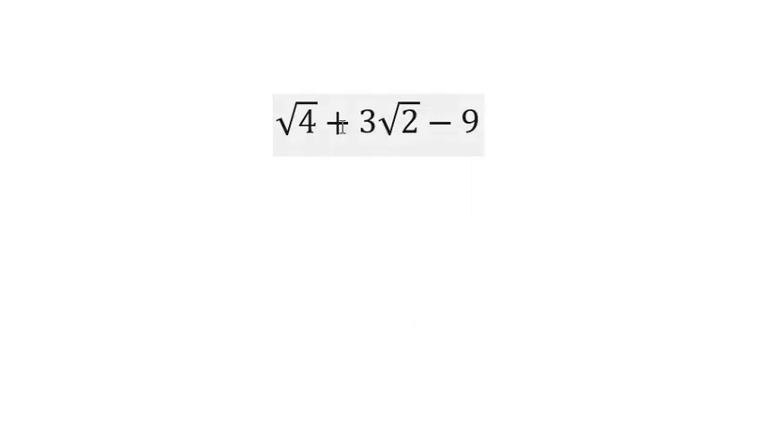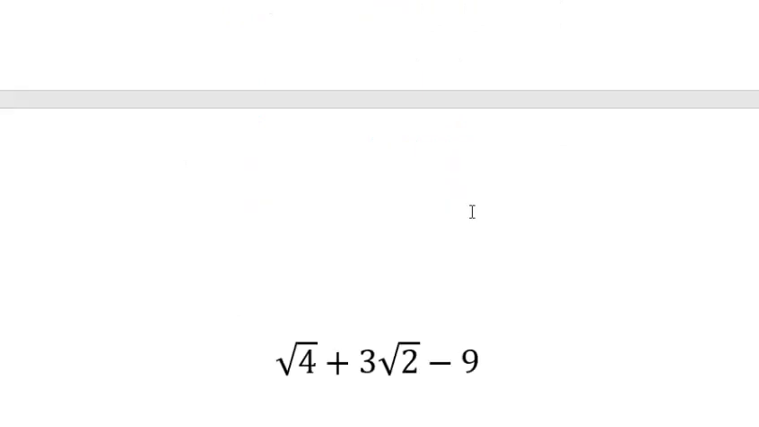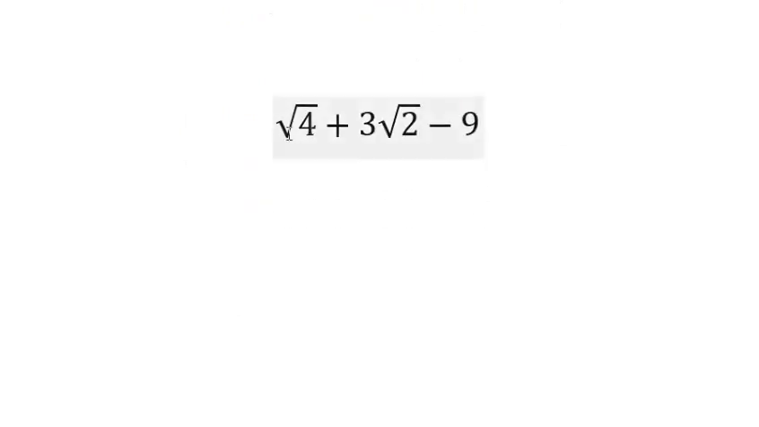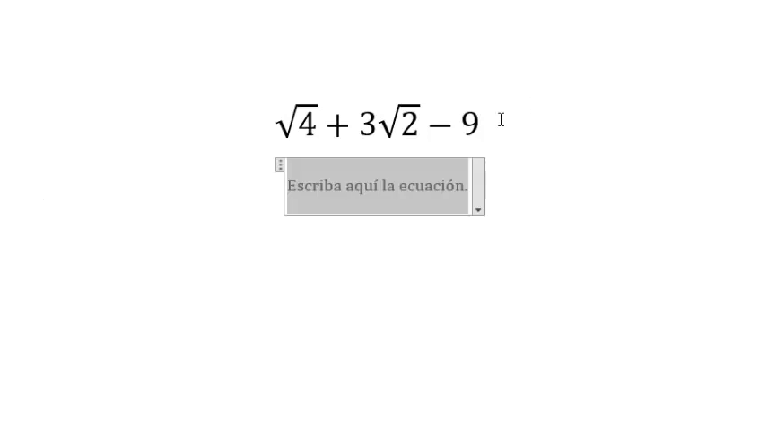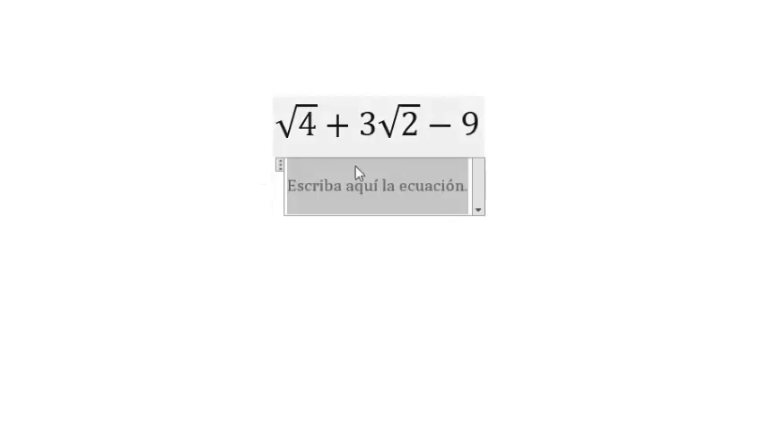We have square root of 4 plus 3 square root of 2 minus 9. Okay, just put a space between this. In this case, if you notice, there are no like terms. This is 4, this is 2, and this one doesn't have a square root. So technically, you might think the answer will be just the same thing, because you cannot operate things that are different type, right? But no, actually there's something you can do.